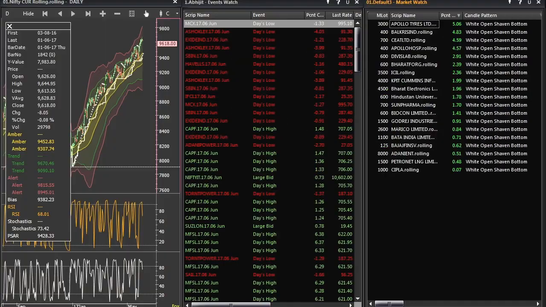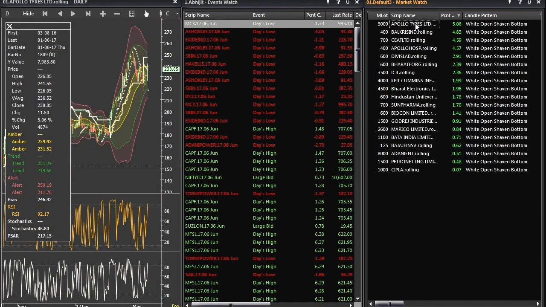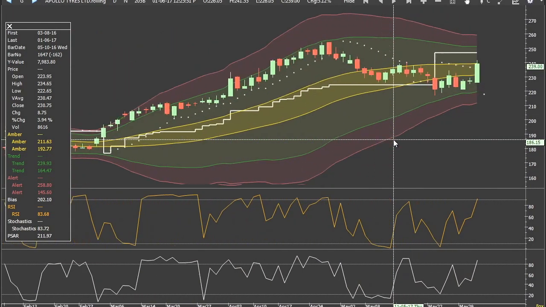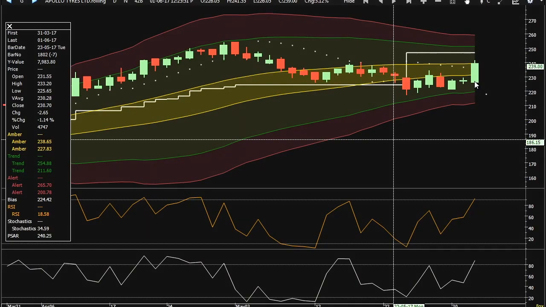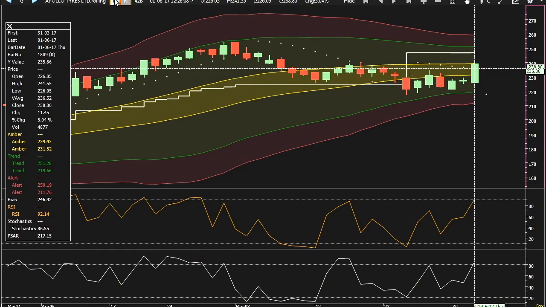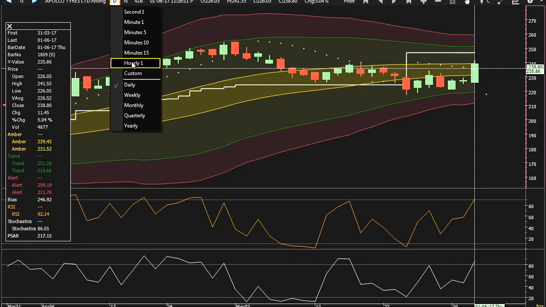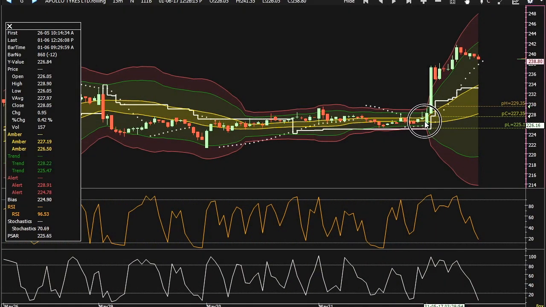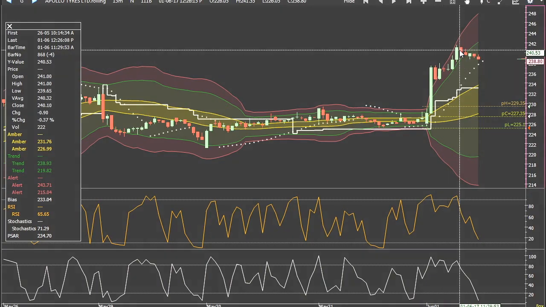Let's take a look. We have Apollo Tyres, and this is the daily chart of Apollo Tyres. As I zoom in, I notice that the lowest point is 231.55, and that is also the lowest point of the day. Okay, 226.05 open and low 226.05. Now let me drill you from the daily chart down to, let's say, the 15-minute chart. As you notice, this 15-minute chart shows a nice move on the upside.